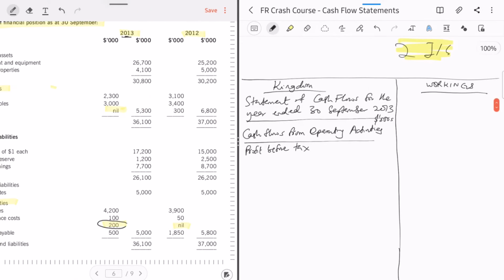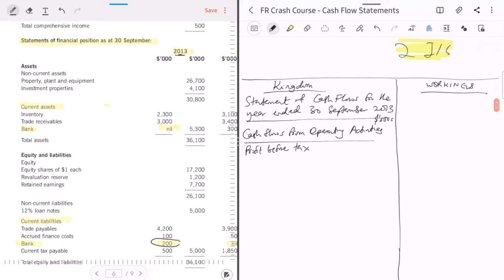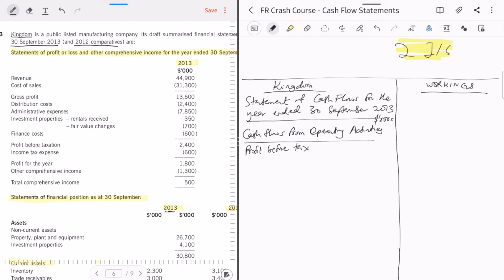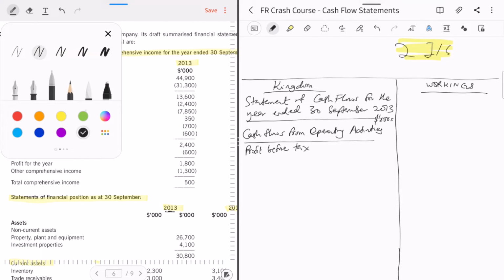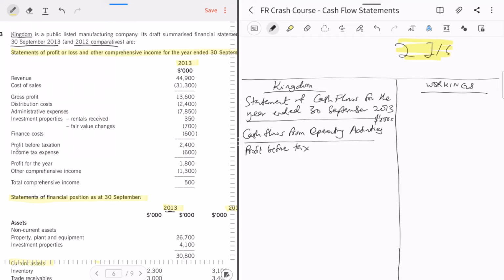So let's go to the income statement. Let's look for profit before tax. So for 2013, you can see right here, this is it. Profit before taxation is 2,400. Agreed? So we just pick that 2,400 and drop it in this question. So we'll put here 2,400. That's all. Right? 2,400.